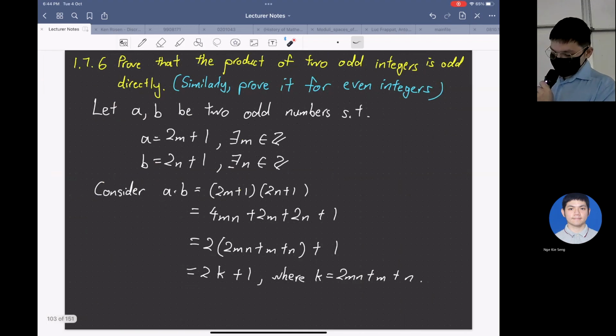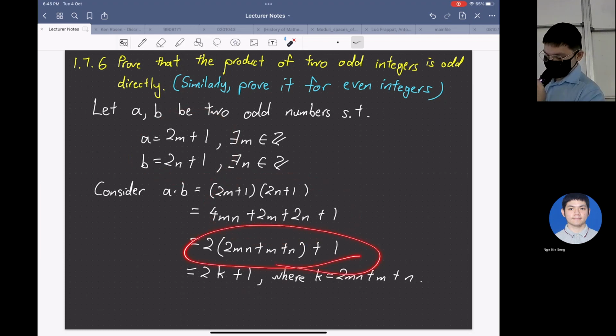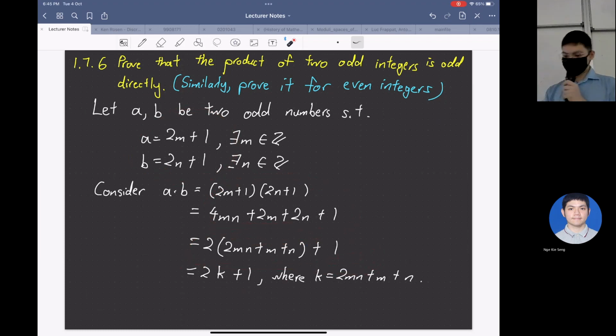And then this proof: prove that the product of two odd integers is odd. Okay, direct proof. So write down the definition of odd, and then multiply them together, and then show that it's actually odd. Everything is from the definition. So there's two or three steps: start from the definition, multiply them, and then show that it's an odd number.